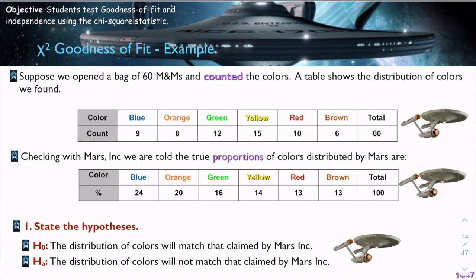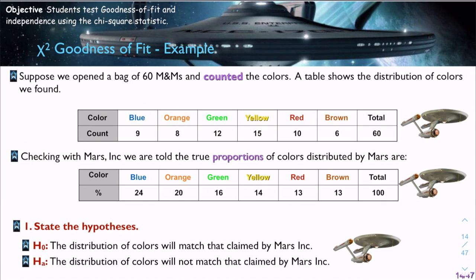So now that we have a little bit of familiarity with chi-squared goodness of fit tests, let's do a couple more and then finish up the notes for this first section. So let's go back to our M&Ms example. Suppose we opened a bag of 60 M&Ms and counted the colors. The table shows the distribution of colors we found.